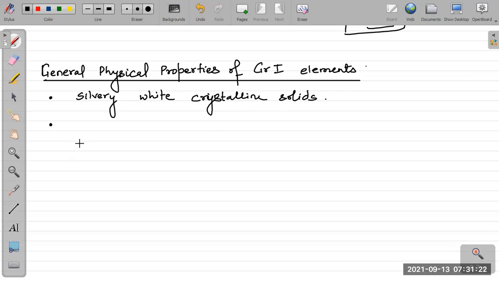ठीक है, soft in nature or in touch, and softness increases down the group.